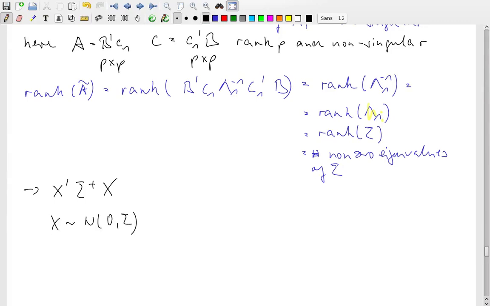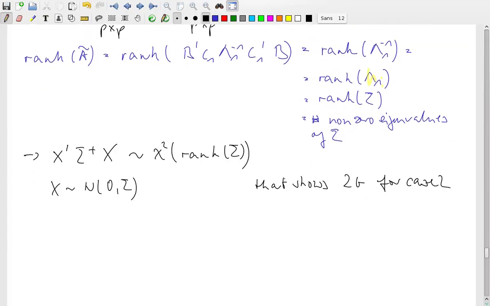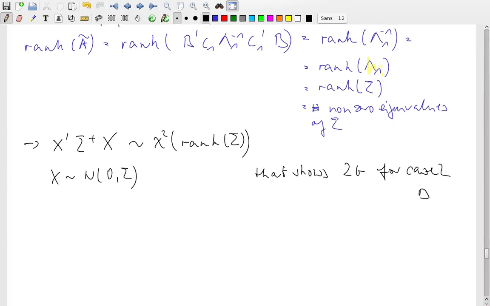X being normally distributed with mean zero and variance covariance matrix sigma, but with a sigma that is not of full rank, there are linear dependencies in X, that this quadratic form is a chi-square distributed random variable, and now we know its degrees of freedom. The degree of freedom is equal to the rank of the variance covariance matrix sigma, and that shows result 2b for case number 2, that is where sigma is not of full rank and where we have to use a pseudo inverse to construct the quadratic form. Okay, that is essentially what I wanted to show.